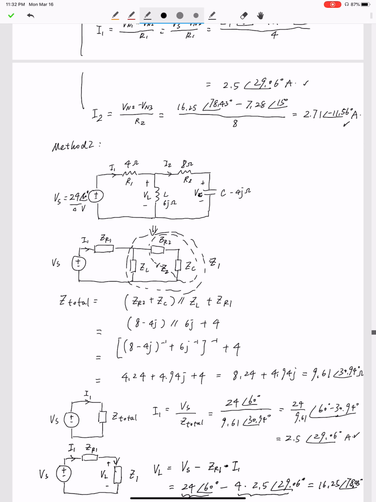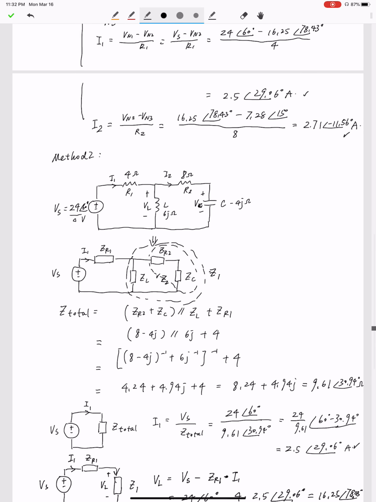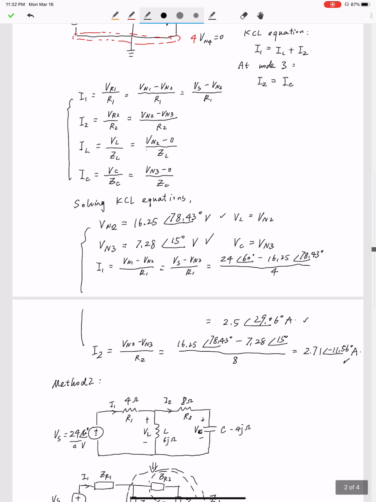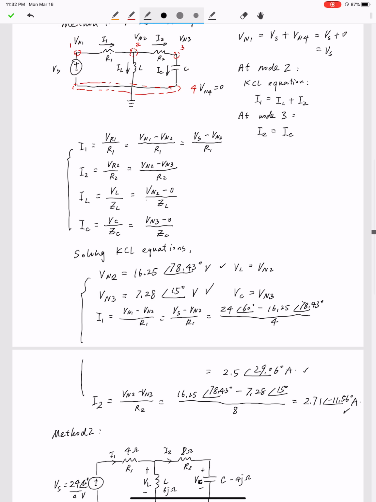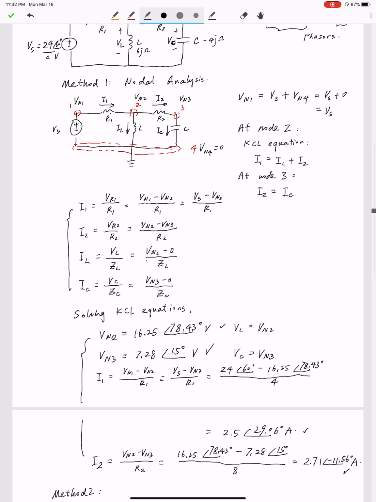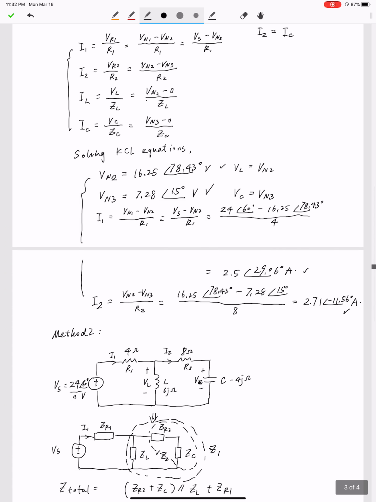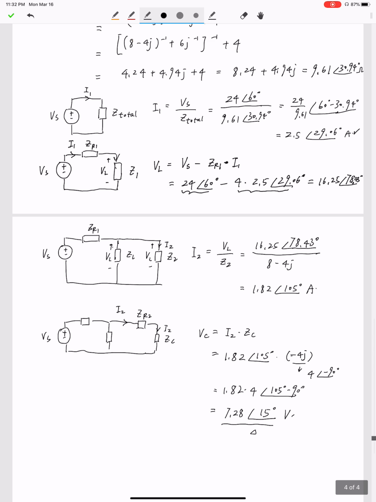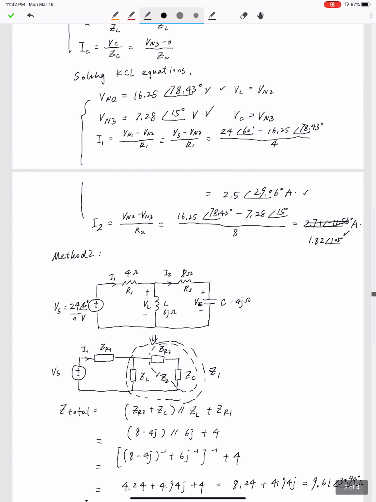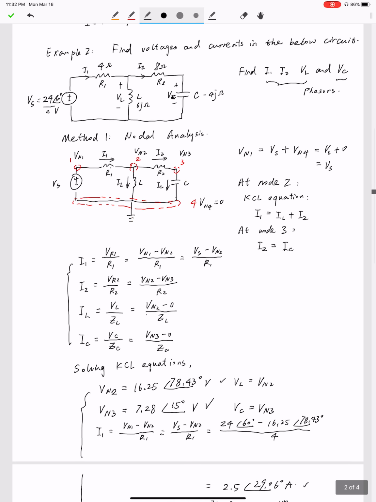Oh, that's a mistake. Here, this should be I2 here. This is a typo. I2, this one should be 1.82∠15 degrees. Yes, which is the same as the previous one. Right, so that's how we solve this problem by using these two examples.